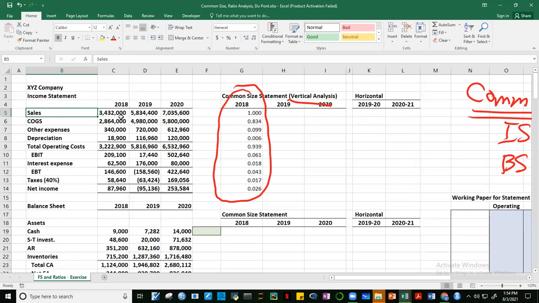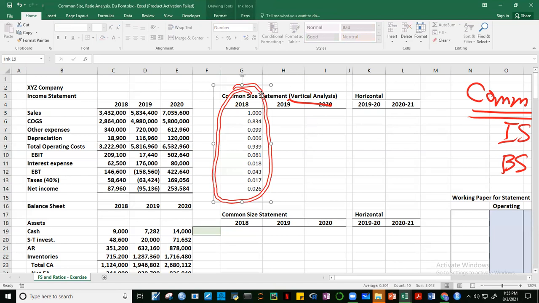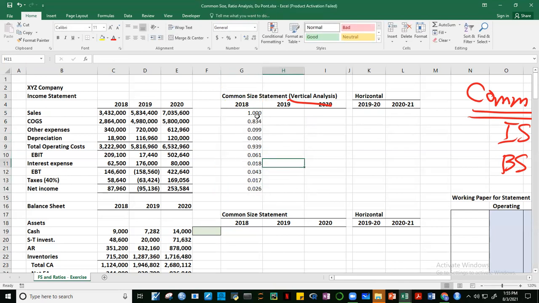Okay? Kasi wala kang makikitang number dito na greater than the sales. So therefore, the highest number here in the common size statement should be 1. And that should be the sales figure. Okay? So very good, no? So, can we now copy this to the right? Kasi gusto natin isang formula lang eh. Can I now copy this formula na to? Itong buong to, pwede ko na bang i-copy to the right?